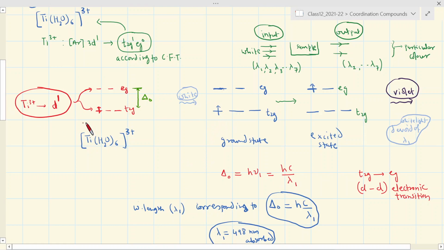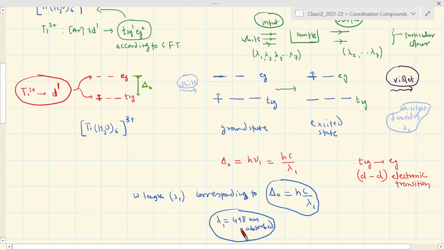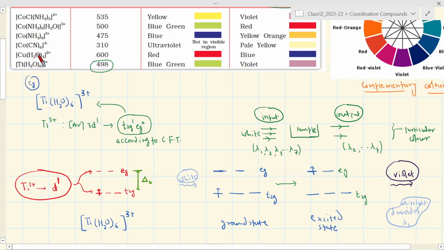And in this particular complex compound, we find that the wavelength of absorption is 498 nanometer, and we just saw that when this particular complex compound absorbs 498 nanometer wavelength, which is in the blue-green region, the output color or the complementary color of the complex compound in the solution that we observe is violet.